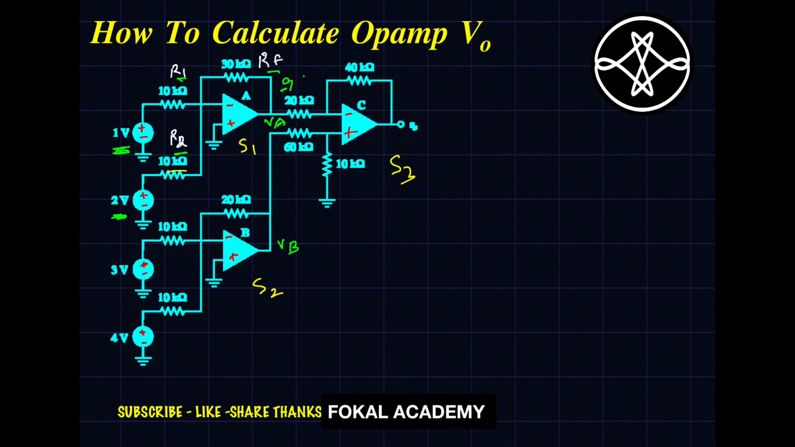So VB is the output voltage for stage 2. Same formula because it was also an inverting op amp. So due to 3 volts, find the voltage drop across stage 2. That voltage will be summed with the voltage due to 4 volts. So it is an inverting summation op amp.